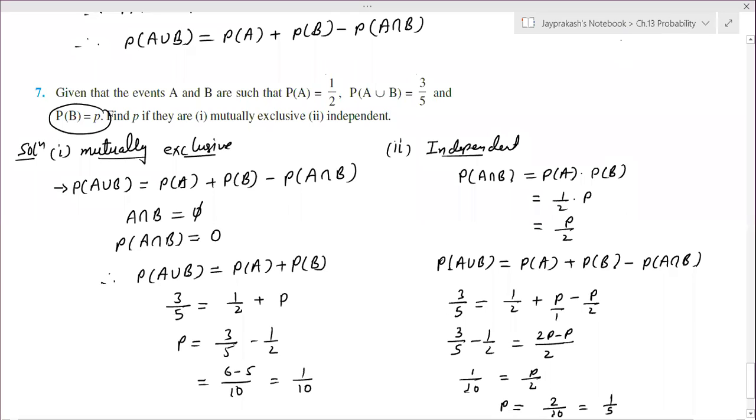So in this way you can find the probability of mutually exclusive events, or we can also calculate the probability when both the events are independent.